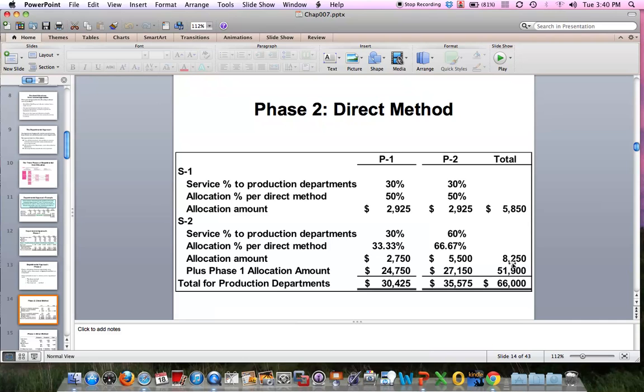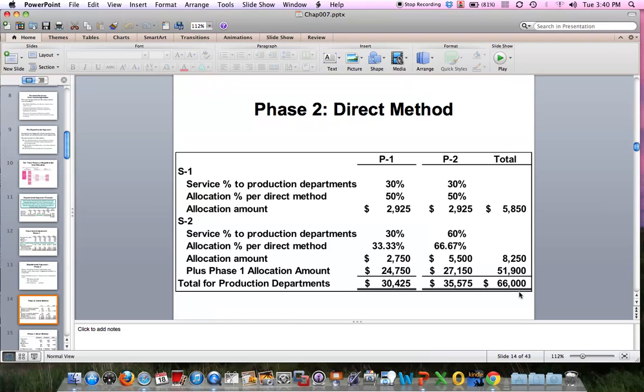And Service 2 has total cost to allocate of 8,250. So 33.33% of 8,250 is 2,750, and 2/3 of 8,250 is 5,500. Plus the Phase 1 allocation amount, and that gives me my total cost. So 30,425 is my Phase 1 allocation plus my Phase 2 allocation, which is 2,750 and 2,925. So now my production departments have all costs allocated to them, for both P1 and P2.